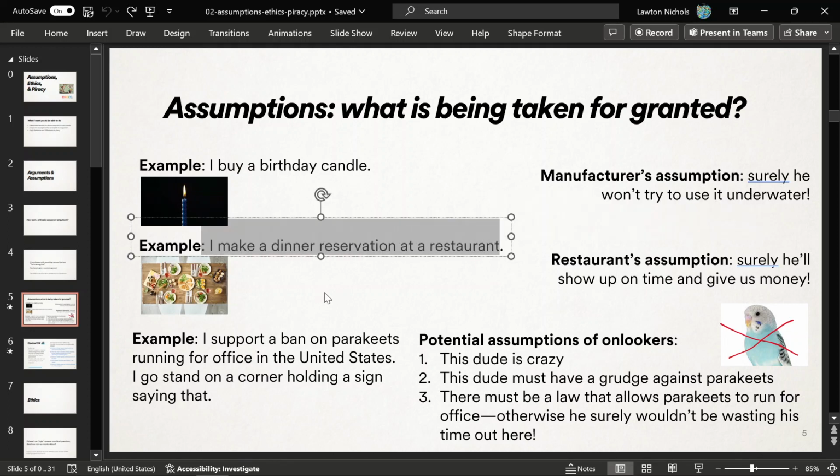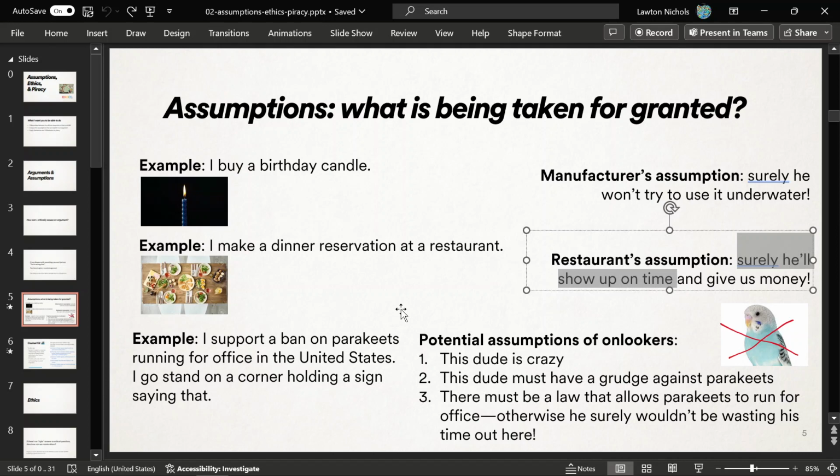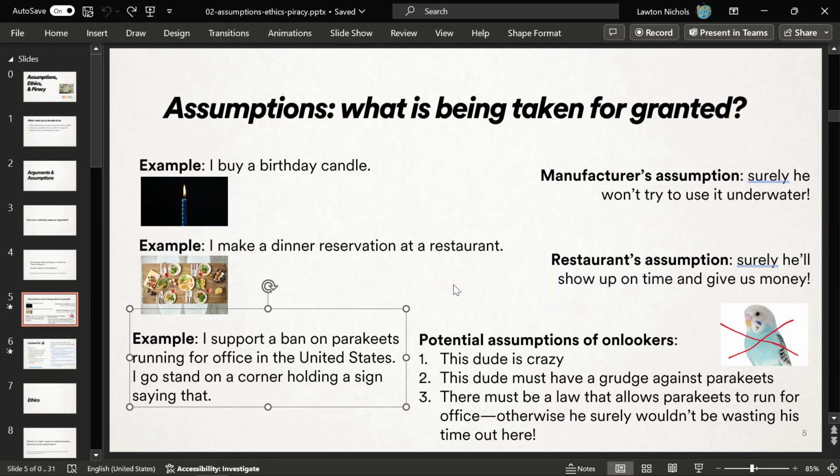Likewise, if you're going to have dinner at a restaurant and you make a reservation, what's the assumption of the restaurant? What's the point of having that option? It's like, okay, surely this guy is going to show up at the time that he reserved, and he's going to give us lots of money. That's the whole reason reservations exist, because the restaurant's assuming that. Same for ordering a pizza. They're assuming you're going to come pick it up and pay for it. Yeah, so that's the idea.